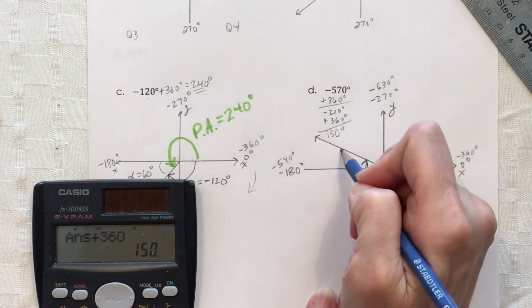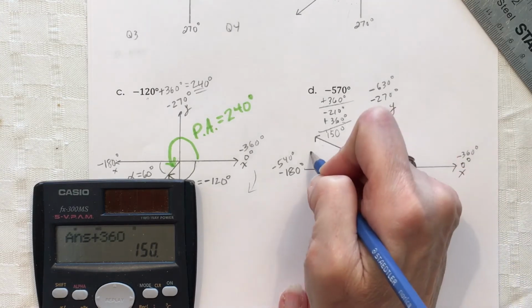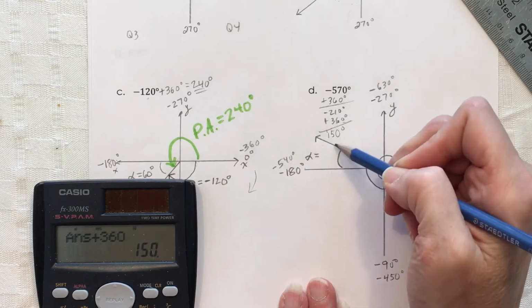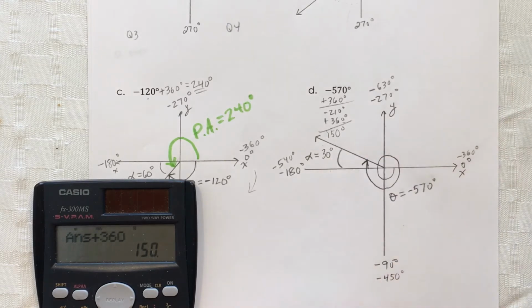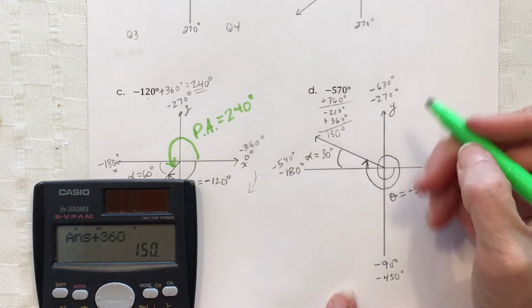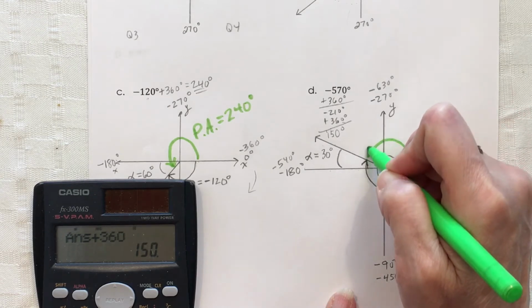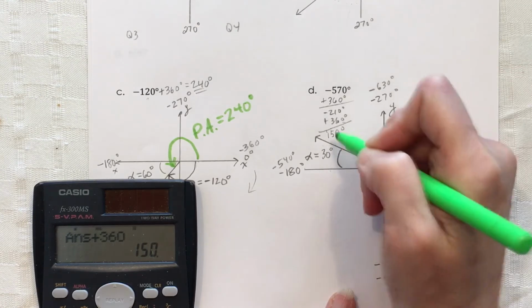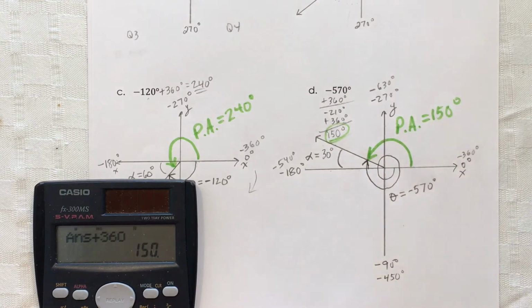Alpha is always the angle between the terminal arm and the x-axis, and it's always positive, so alpha in our case is going to be, this is 150 and 180, 30 degrees. And then the principal angle is always the positive angle between 0 and 360 that has the same terminal arm. So this would be my principal angle, and it would turn out to be 150 degrees.